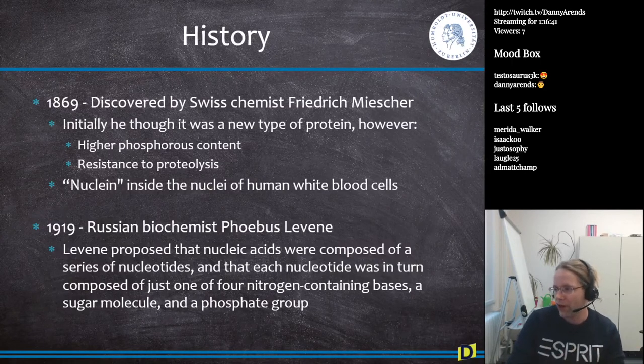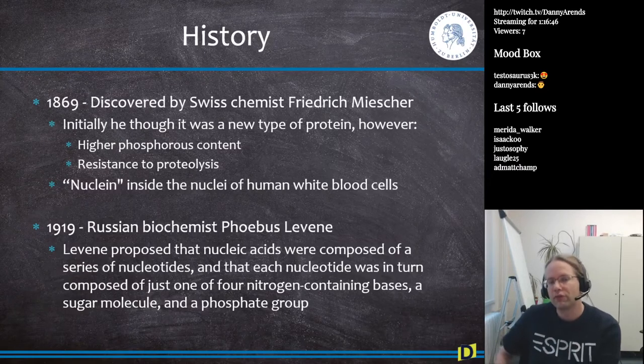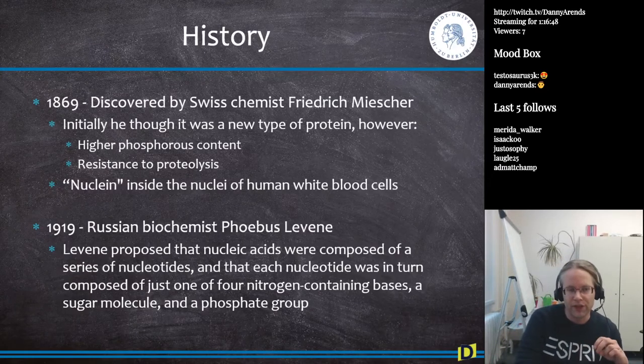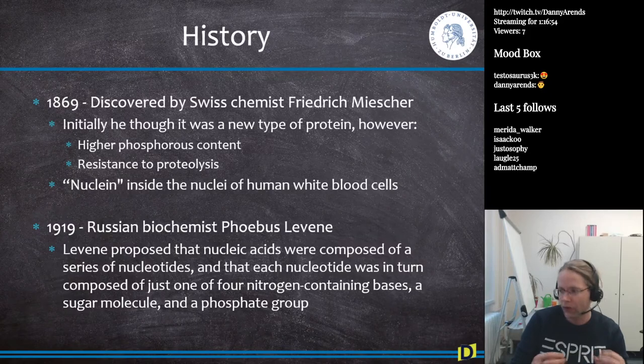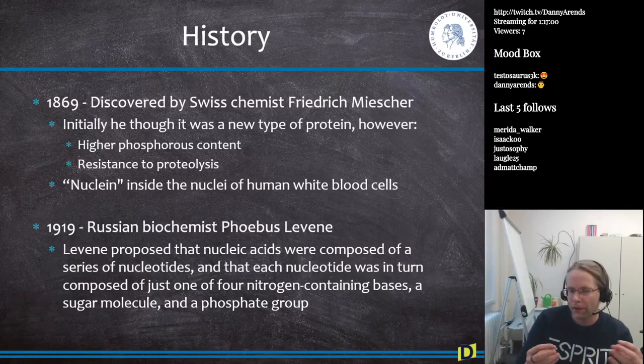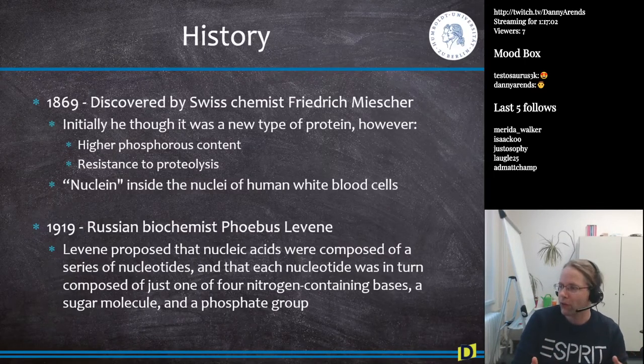So first step in the discovery. So in 1919, the Russian biochemist Phoebus Levene proposed that nucleic acids were composed of a series of nucleotides, right? So the substance, yeah, because the chemical properties were unknown at that point, so they started doing experiments to kind of figure out the structure of this nuclein.